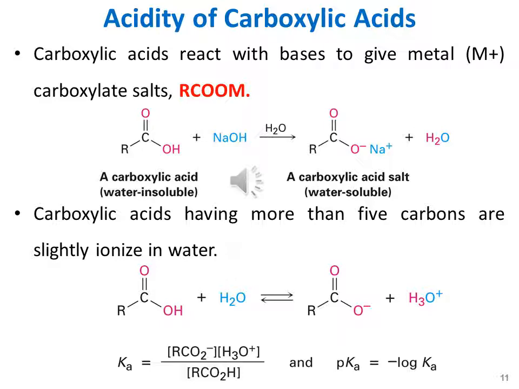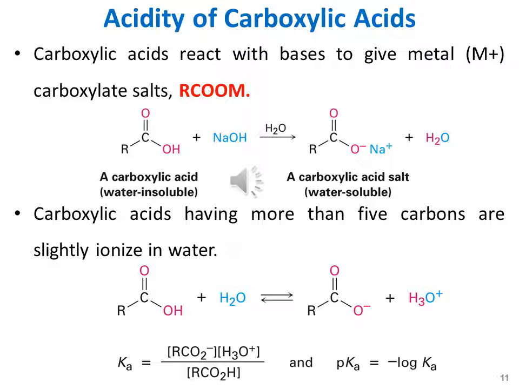As far as the naming of the carboxylic acid is concerned, carboxylic acids are named by replacing the E of the corresponding alkane name with the oic acid. For example, here on this slide you may see the propanoic acid. Its name is derived from propane, as the propanoic acid contains three carbon atoms, and we know that the three carbon alkane is called propane. So from the propane name we are dropping the E and replacing it with the oic acid, so the name becomes propanoic acid.